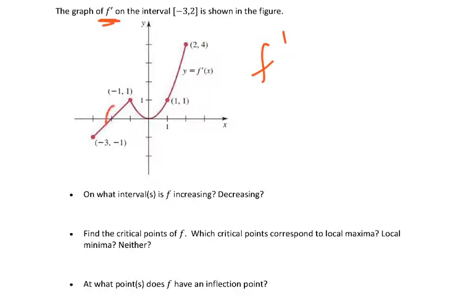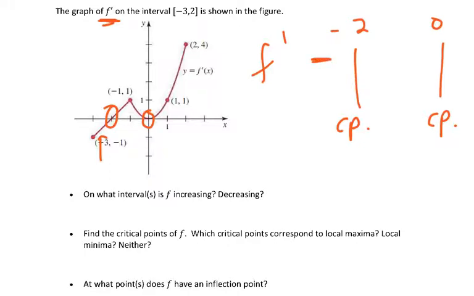Okay, so there are some important points here, at -2 and at 0. Those are the places where the derivative is 0. So these are the critical points, the places where the derivative is 0. Before -2, the derivative is below the x-axis. Between -2 and 0, the derivative is above the x-axis, and after 0, it's above the x-axis again.